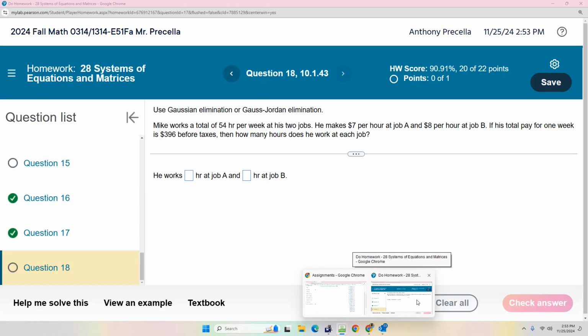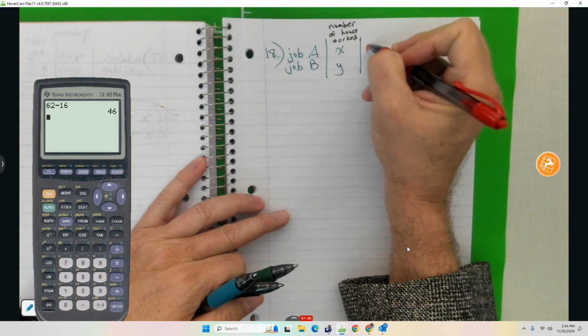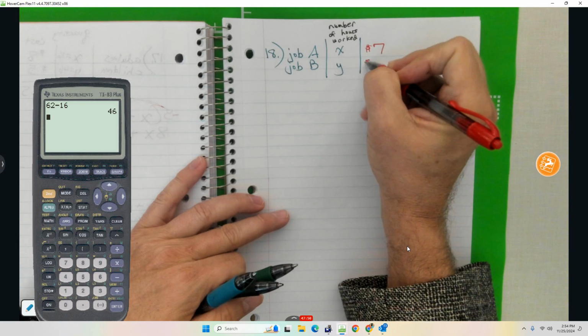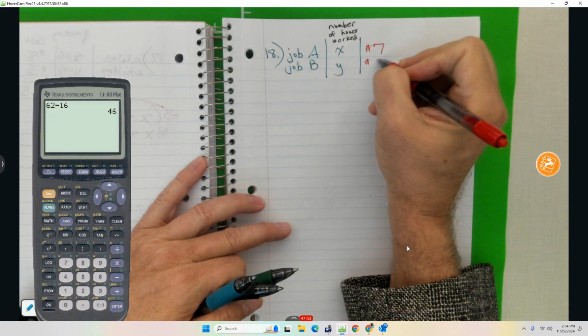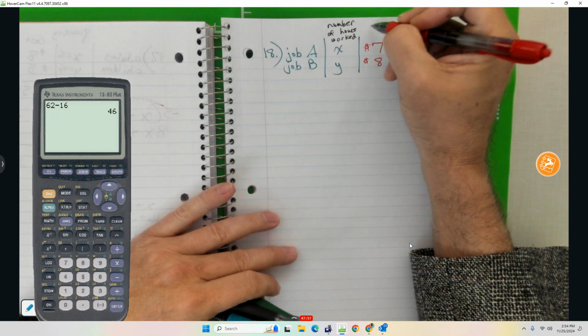What's the next column going to be? What numbers are we going to write there? Okay. For job A, Mike gets $7 per hour. For job B, Mike gets $8 per hour. So this is the pay per hour. That's how I'll label this next column.